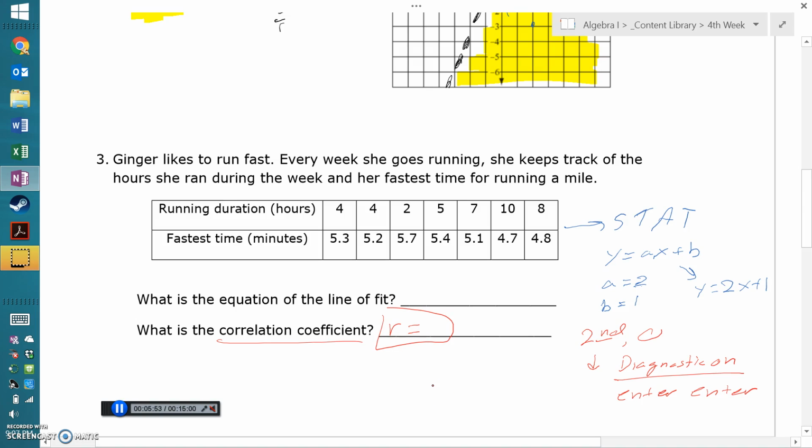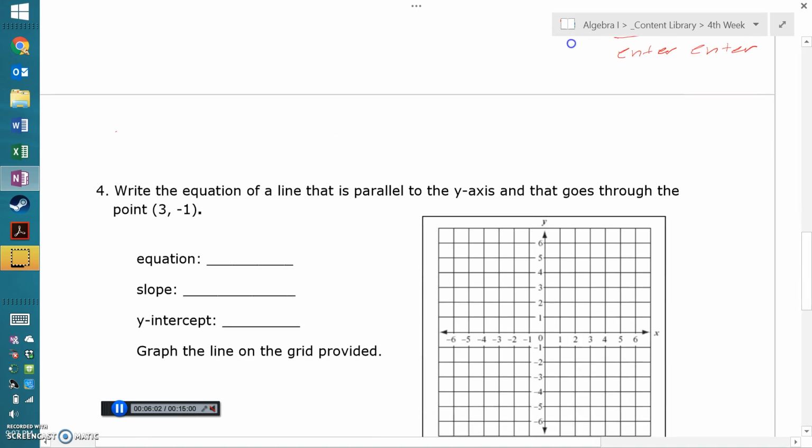Okay, so that's through to number 3. There's really not a whole lot else here. You know, there's X, there's Y. Numbers go in, stat, turn the diagnostic on to get your R value. Moving on to number 4.